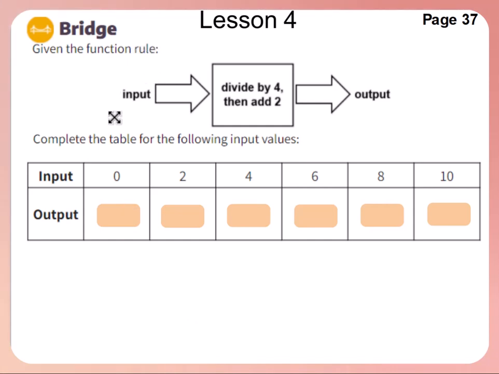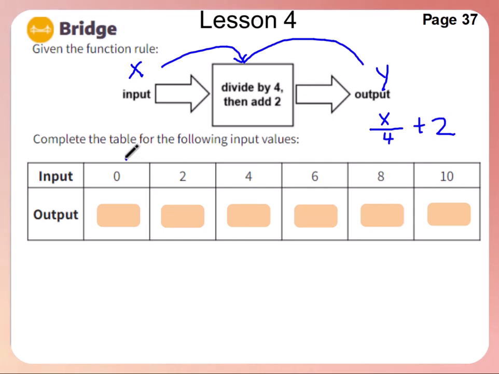We start with an input. Our input is going to be our X value. We put it into the expression and we work with that number or that rule to get an output or a y value. Y value is our output or your answer. So our rule is take our x, our input, divide by 4, and then add 2.